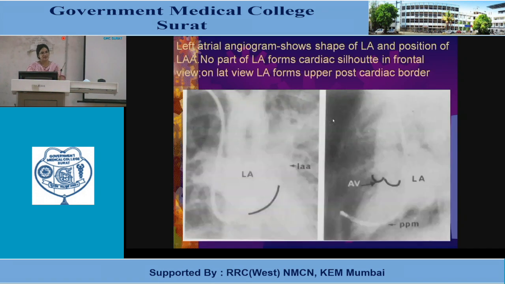Coming to the left atrium, the angiogram of the left atrium shows the shape of the left atrium. This is how the LA looks, and this is where the left atrial appendage is seen. No part of the LA forms the cardiac silhouette in frontal view, as I've already told you. However, in lateral view, it forms the upper posterior cardiac border.